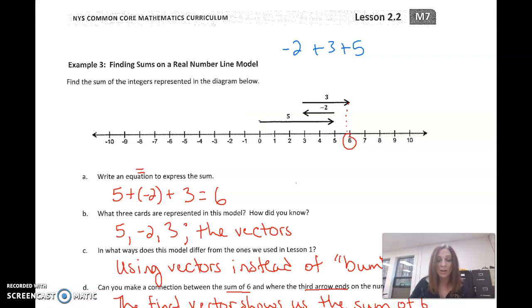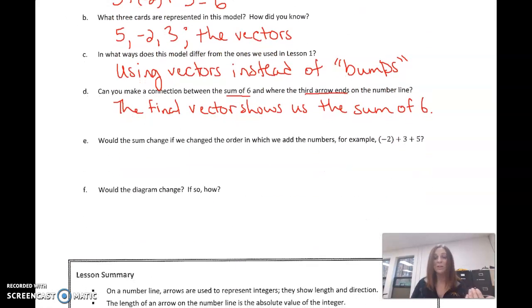Start at 0, and I'm going to go -2. And then from there, I want to go 3. So there's 2, 3. And then from there, I want to go 5. 1, 2, 3, 4, 5. Okay, so you can see that we're still going to end up in the same spot. And we knew that because the commutative property says we can change the order. So will it change? No, because of the commutative property.